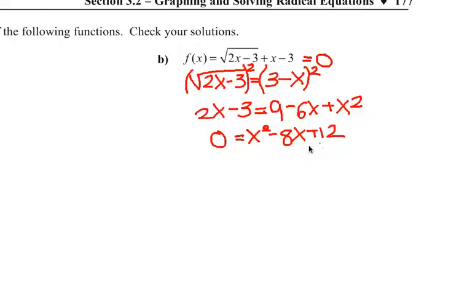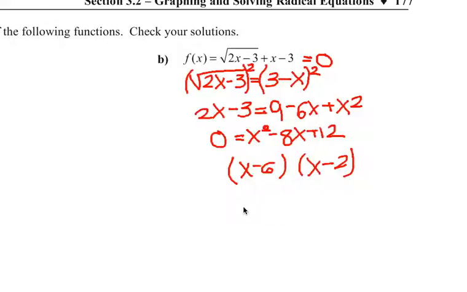Okay, so now we have to factor this equation. So we are going to end up with x minus 6 and x minus 2. How we got the x minus 6 and the x minus 2 is because negative 6 multiplied by negative 2 is going to give us positive 12, and negative 6 minus 2 is going to give us negative 8x. So that's where we got those two numbers from.